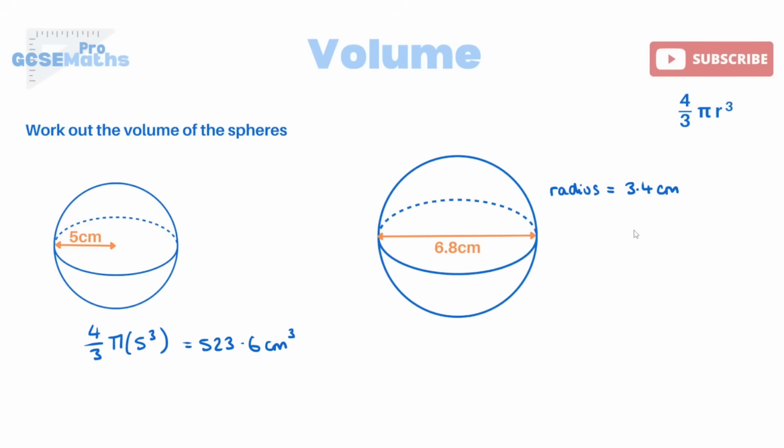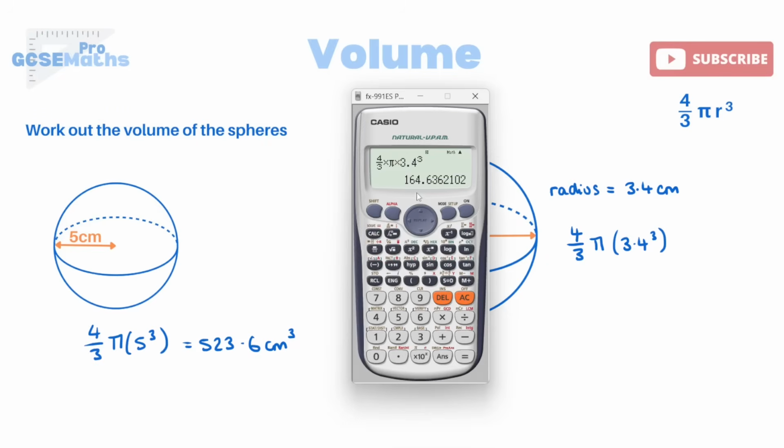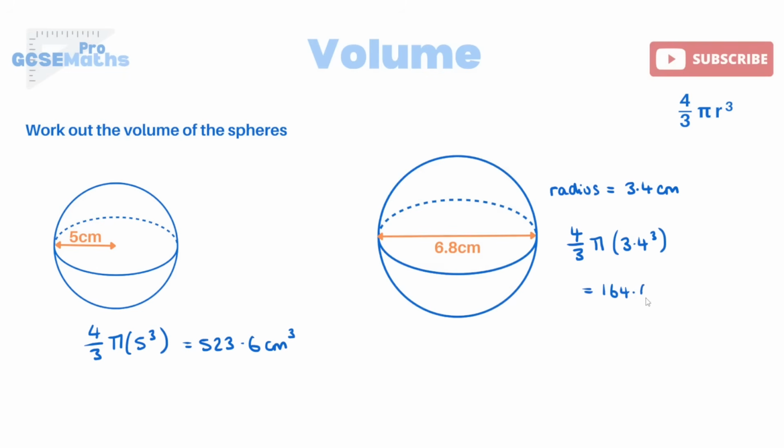But you do just have to remember to do that, and it can be quite easy when you get towards the end of your paper with a massive 5-mark question to forget about these small details. So really try and pay attention when you've got spheres or hemispheres. Have I got a radius or a diameter? So same thing again, 4/3 pi times the radius cubed, which is 3.4 cubed. That would give me 164.6 centimeters cubed. Okay, that bit's fairly straightforward.